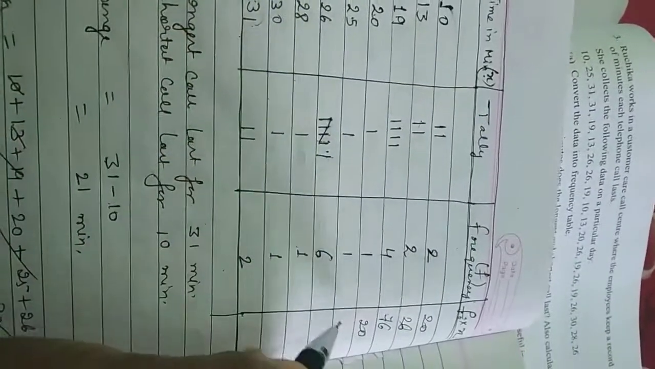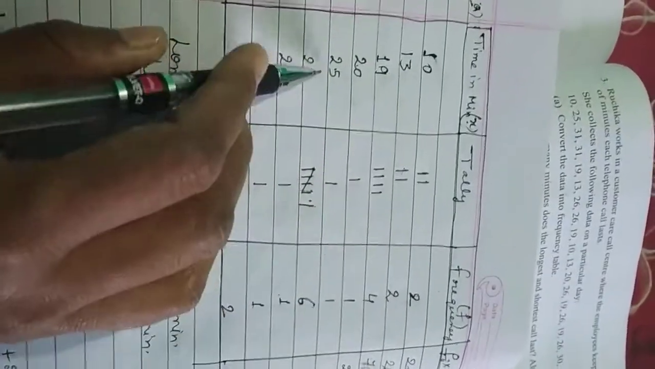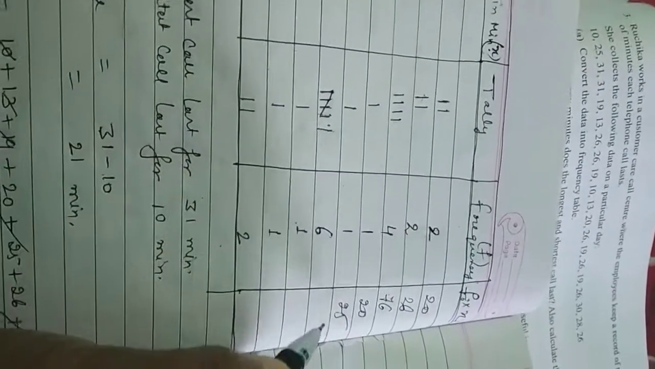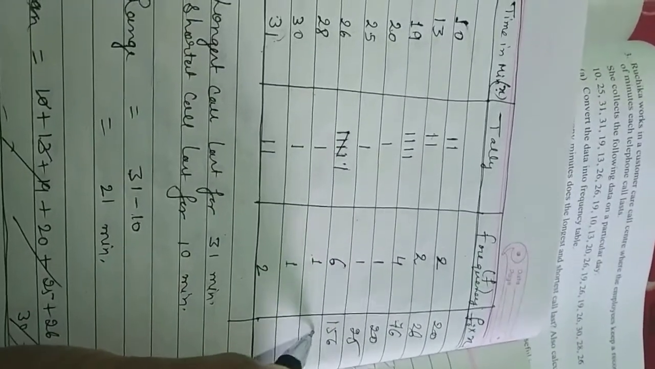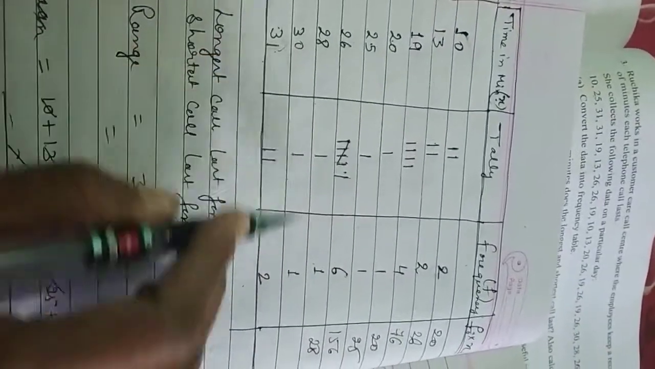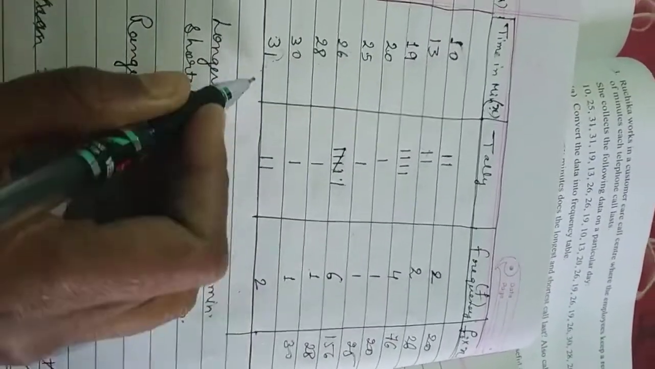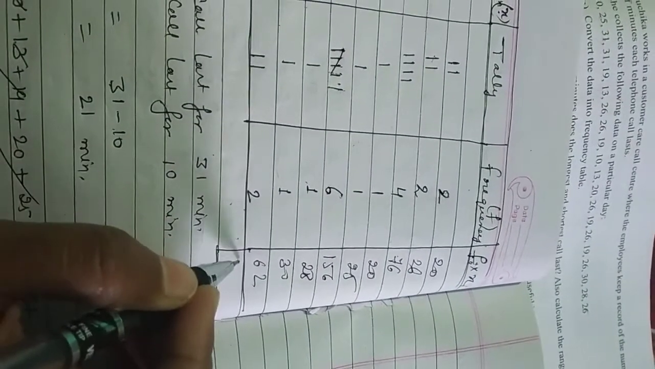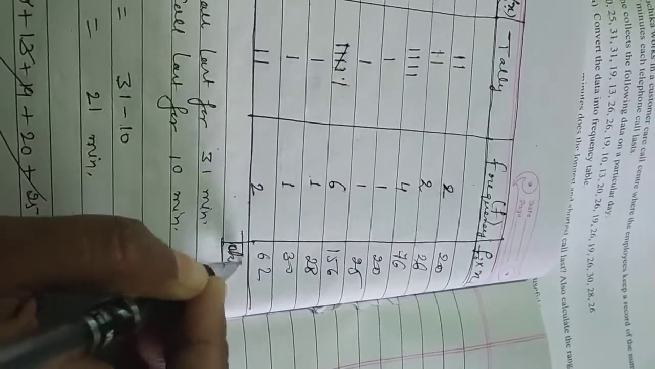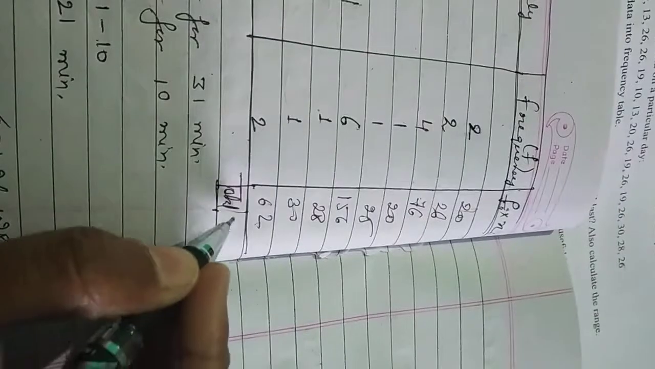Then 25 into 1, 25. Then 26 into 6, 156. Then 28 into 1, 28. 30 into 1, 30. 31 into 2, 62. Now you have to write its total. Total here you have to write. Add up all these numbers. Just after addition you will get 443.